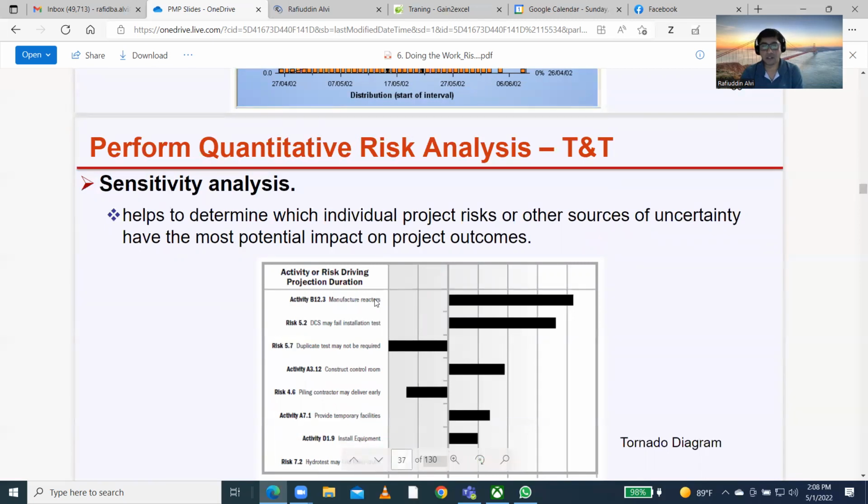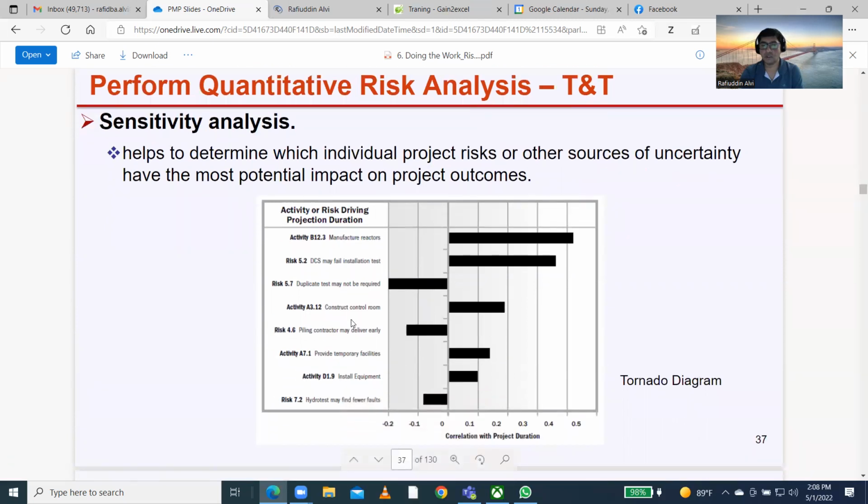For example, the manufacturing reactor is having more impact here. Then there are a few more components, like a pillar contractor, which does not have that much impact. Then you have construction control, which has this much impact. And the other one has not that much impact. This is called a tornado diagram. In the tornado diagram or sensitivity analysis, we see which project or individual risk has more impact and how you categorize them. So we prepare one diagram.